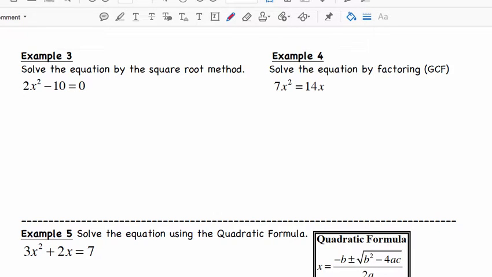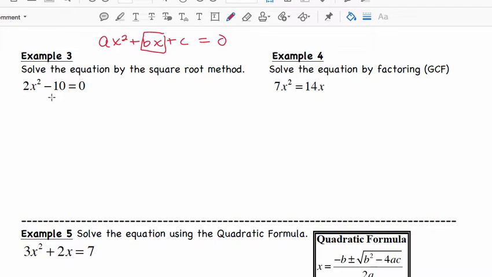Okay, example 3, we're going to solve our quadratic equation using the square root method. And notice that we're missing one of our terms from standard form. Standard form is ax squared plus bx plus c equals 0. This little guy right here is missing. So if you're missing your x term, you can solve by the square root method.